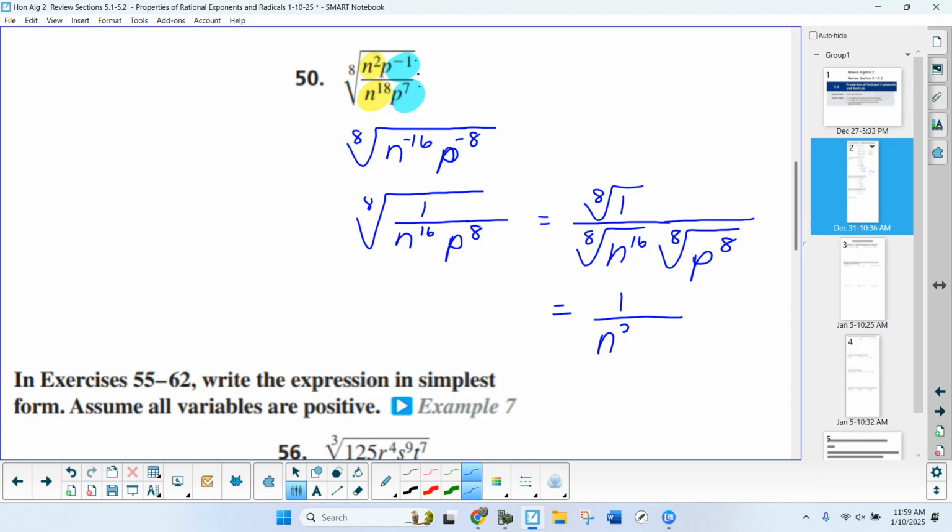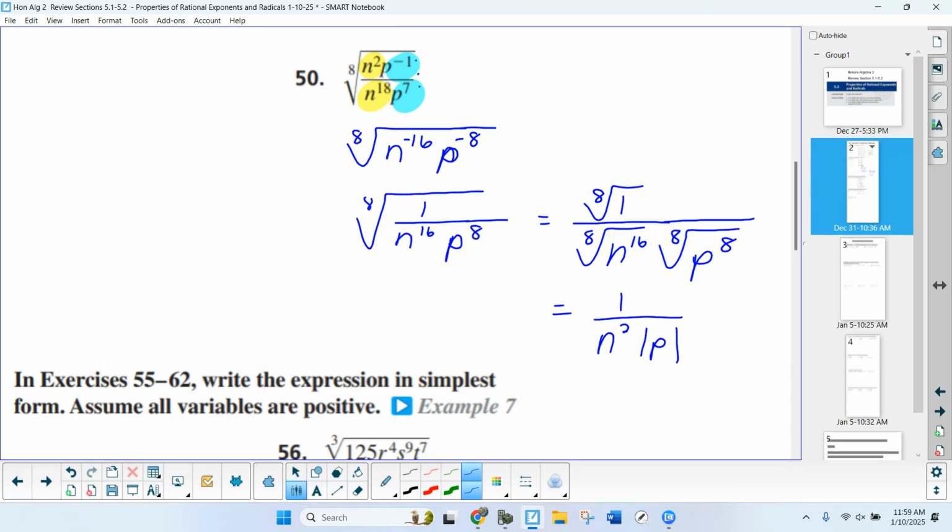Okay? Now, how about here? If I have 8 groups of p, how many p's can I take out? How many groups of 8? 1. But now do I need to worry about absolute value? Yeah, because that p has to be positive. You cannot take the 8th root of a negative number. Questions there? That's a good one to do. That was a hard one. I had a lot of questions on that one yesterday. Okay, any other questions through 50?